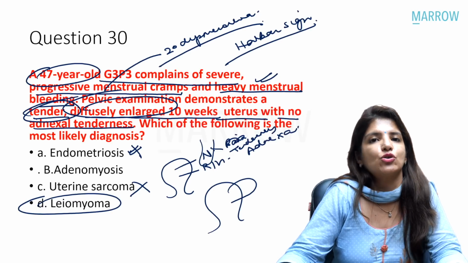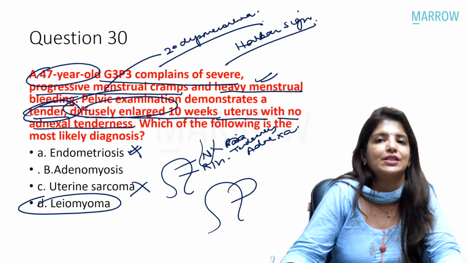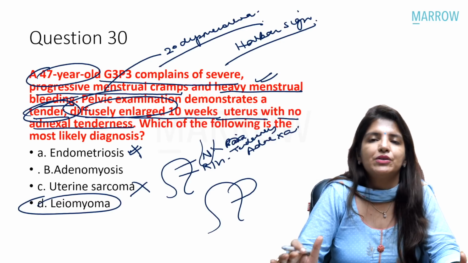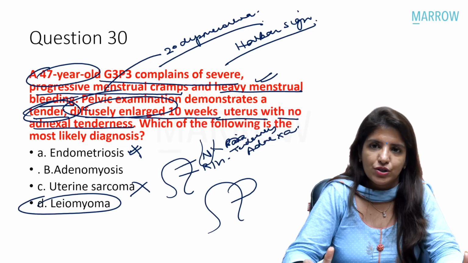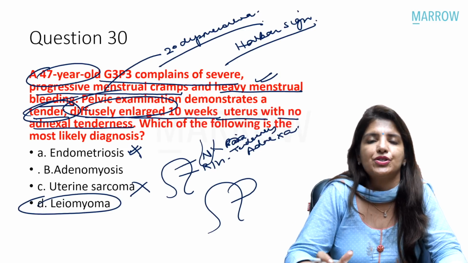Investigation of choice in case of fibroid is ultrasound. And investigation of choice in case of endometriosis is, tell me, laparoscopy. Right? So please remember this is a case of adenomyosis. And these three conditions are commonly confused. So please remember the discussion which I have just now told you.